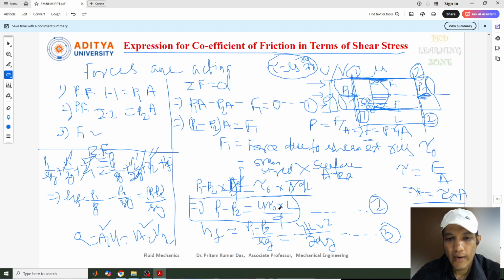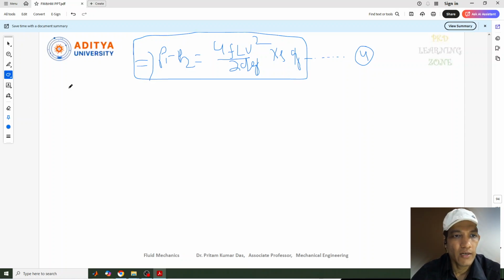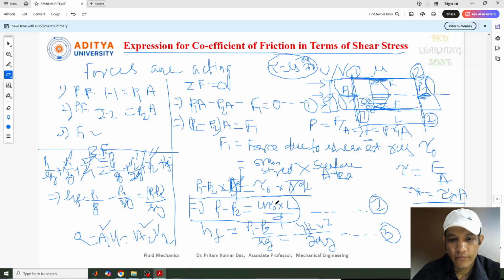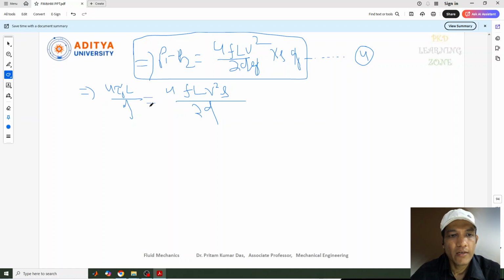Now I'll compare equation 2 and equation 4, because on both the left hand side P1 minus P2 is there. So just correlate these equations. We get 4 tau naught L by D equal to 4 f L V square rho by 2 D. g is already cancelled. Now if you compare, D cancels here, and 4 can also be cancelled.